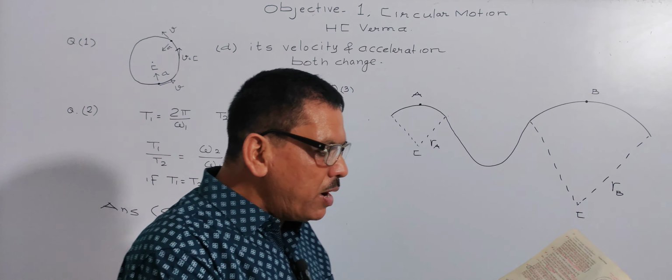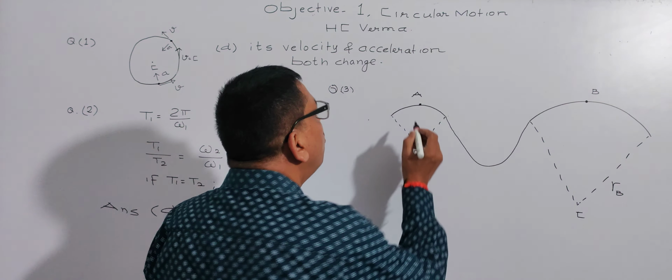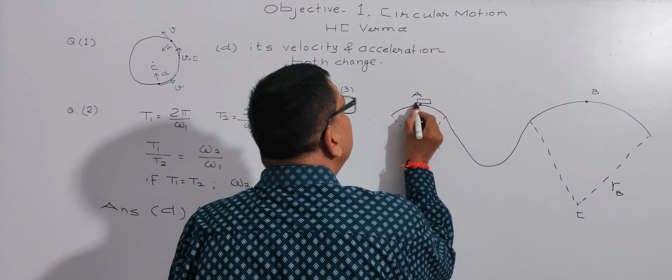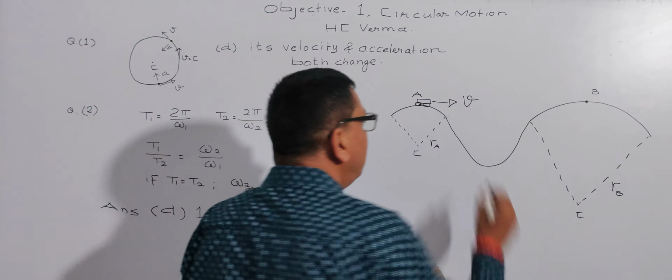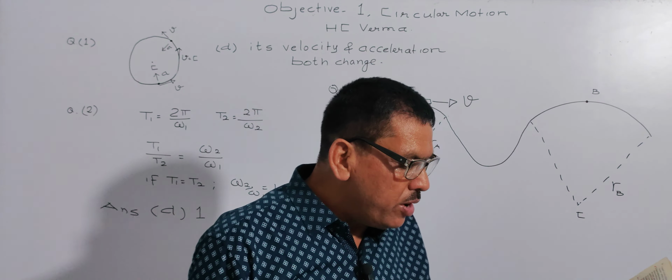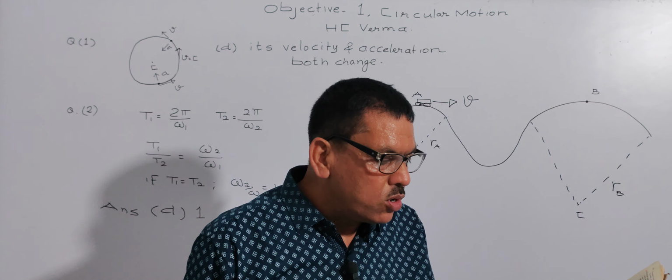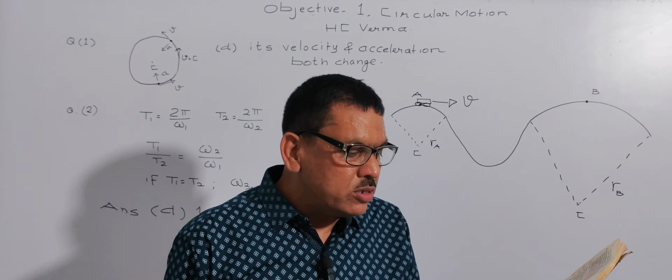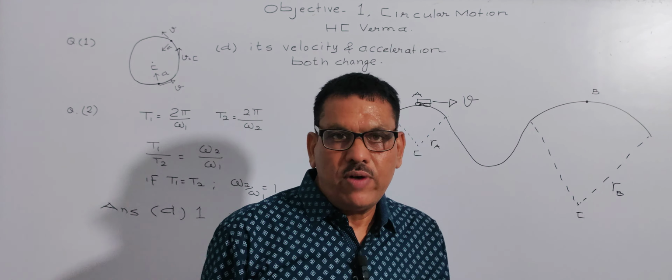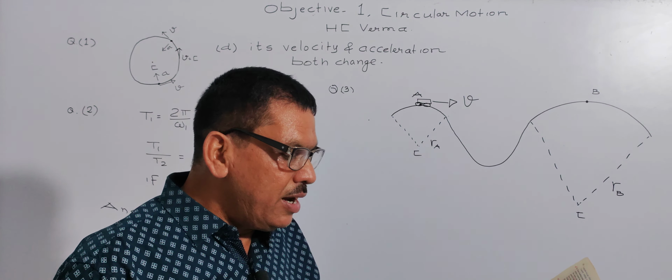The normal forces by a car that moves with constant speed. Now, a car is moving with constant speed. Is it clear? Now, we have the normal force by the road on the car, NA and NB, at points A and B respectively. We have to find the ratio of NA by NB.